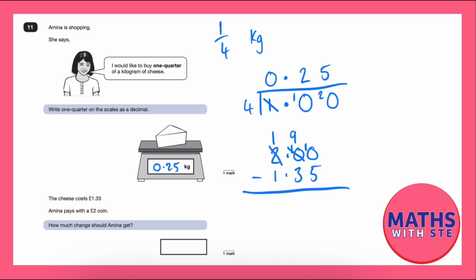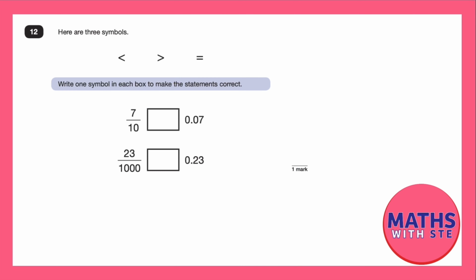10 take away 5 is 5. 9 take away 3 is 6. And 1 take away 1 is 0. So it's £0 and 65p. So the answer is 65p. Okay, question 12. Pause the video, have a go, and then I'll go through the answer.